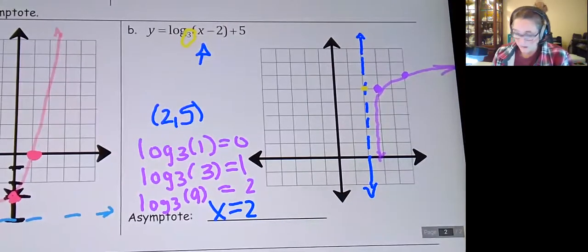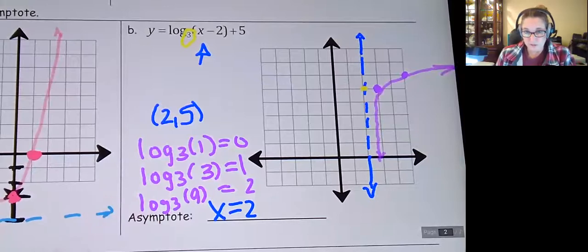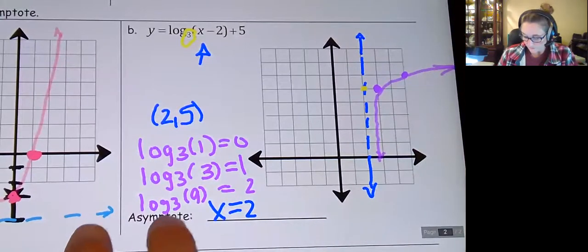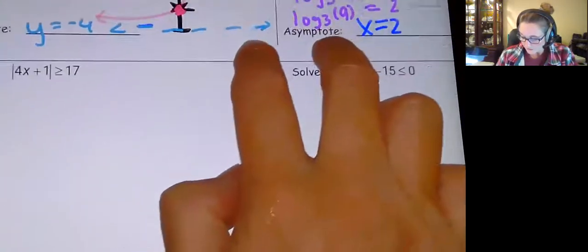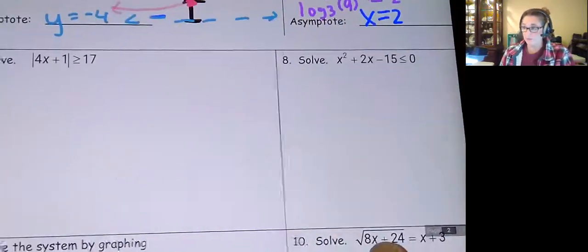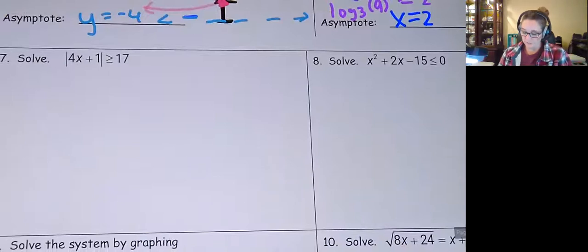Now, the next set are review questions. Okay, so the rest of this has been from this chapter. The next set are review questions. And these are on inequalities from our last chapter. Okay.